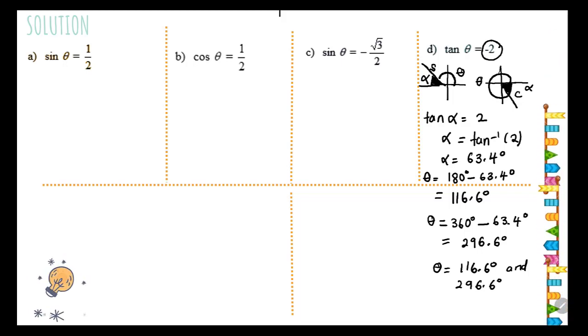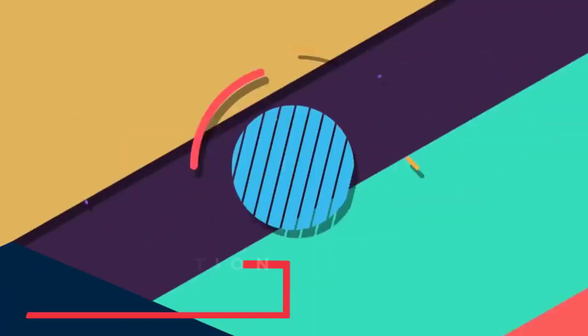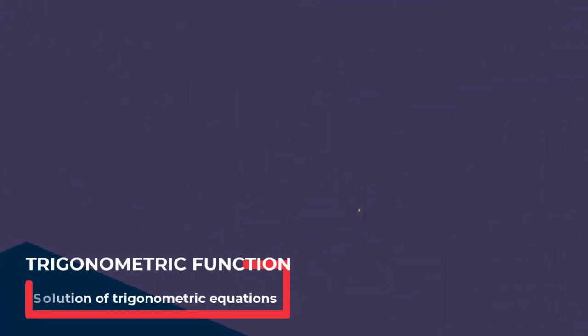So it's very important that we find out which quadrant our angle falls on, and also find the reference angle, followed by finding the angle that we are interested in.